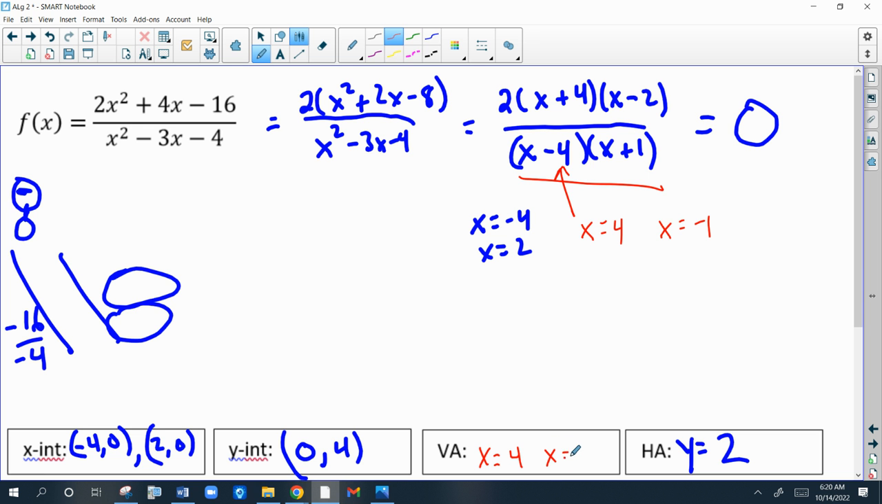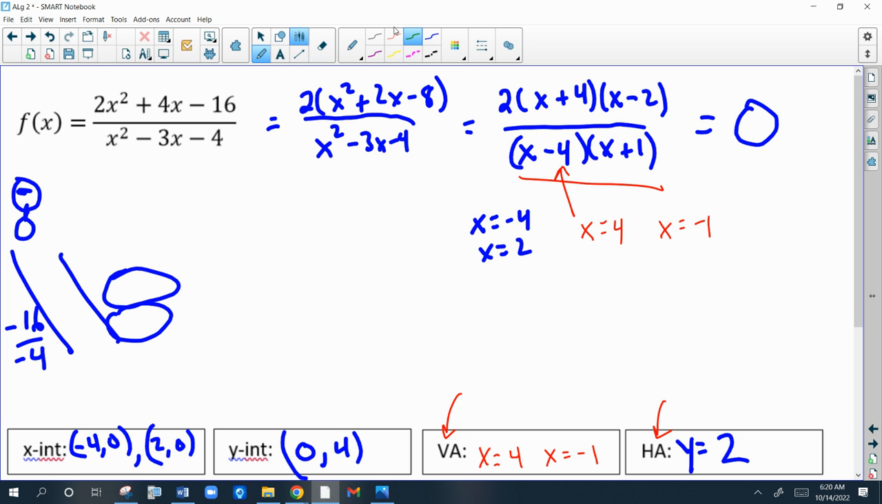Now just a comment here. Vertical asymptotes and horizontal asymptotes are equations of lines. That's why you need the x equals for vertical asymptotes, which indicates a vertical line, and you need the y equals for a horizontal asymptote, which indicates a horizontal line. And now I'm going to start plotting this to see what we can do.